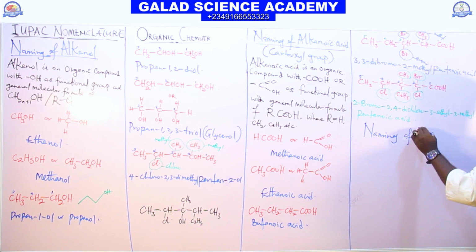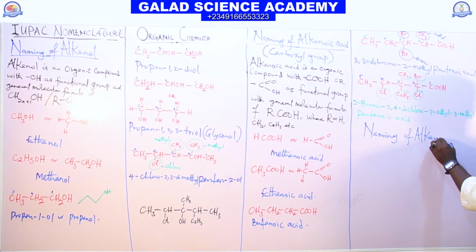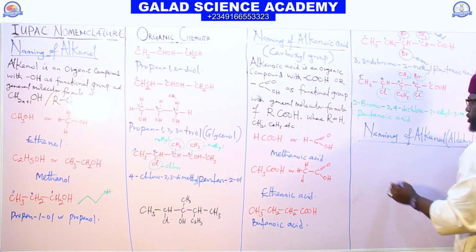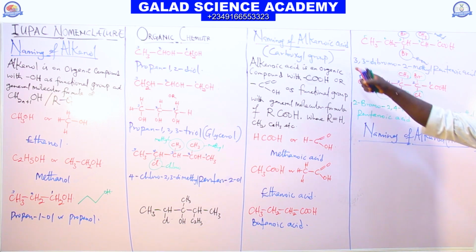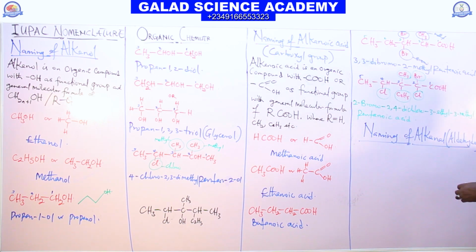Naming of alkanals. Alkanal, you can also call it aldehydes. So alkanal has a carbonyl group. This one is carboxy. Alkanal has a carbonyl group, alkanal and ketone.